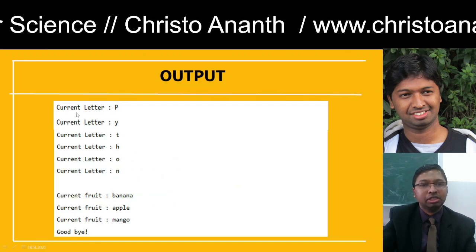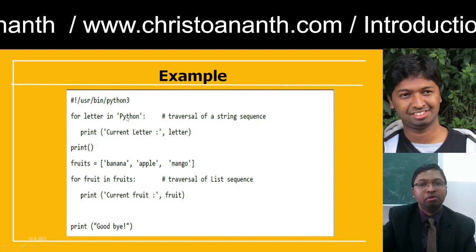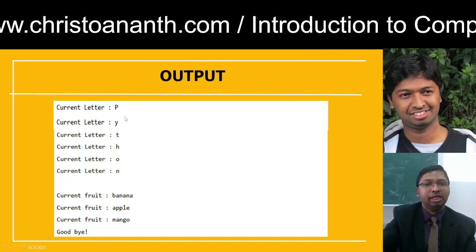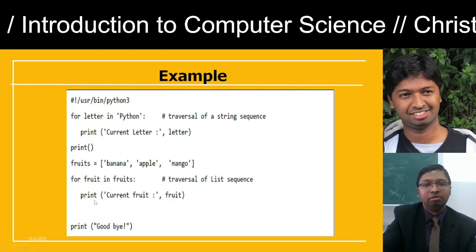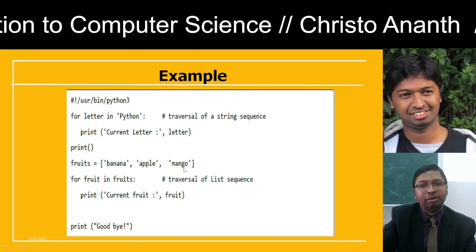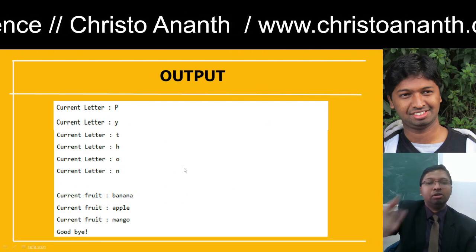Here you can see the current letter in Python, so it will print P, Y, T, H, O, N. After that, the current fruit: you will have banana, apple and mango. So it will print banana, apple and then mango, and then goodbye.